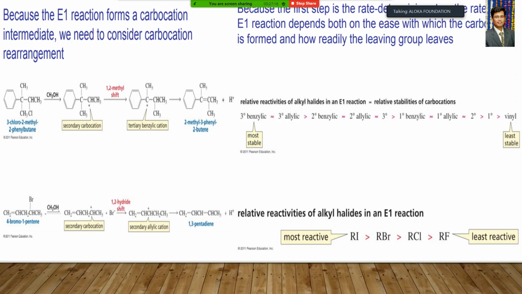Now, in the E1 mechanism, the carbocation is the intermediate, so we should consider which carbocation is formed. As you have studied, primary is the least stable, and the most stable carbocation is the tertiary carbocation. So in a reaction, let us say this particular 3-chloro 2-methyl phenyl butene.